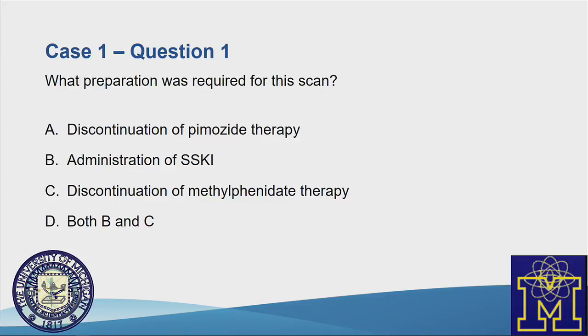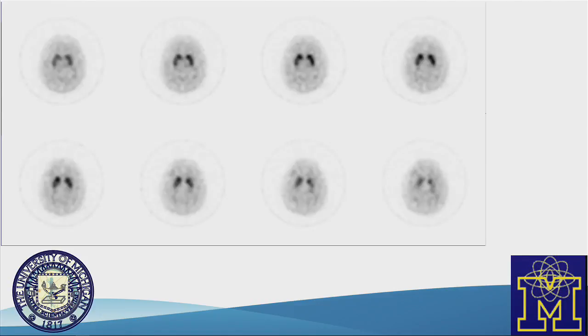So who votes for A? No hands. Who votes for B? Well, it's true, but it's not the best answer, is it? And what about C? Similarly true, but not the best answer. How about D? Good, we've all been paying attention. So you do both SSKI to protect the thyroid, and you get rid of the Ritalin so that you have a target you can image. And so we did.